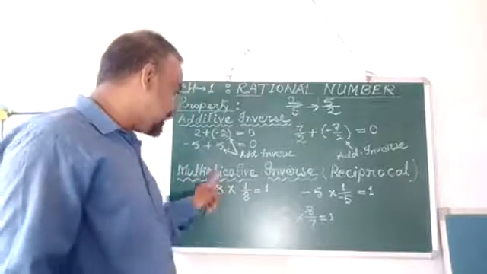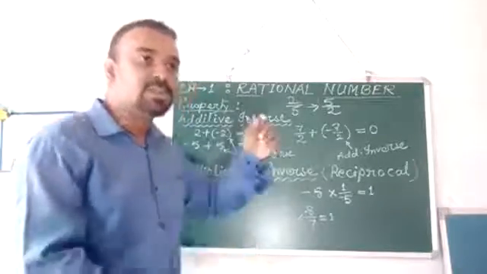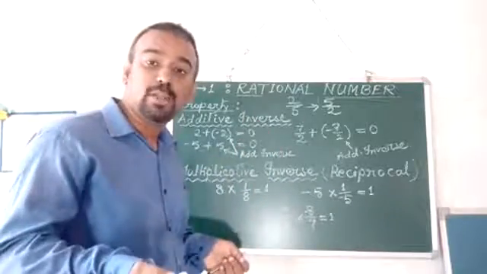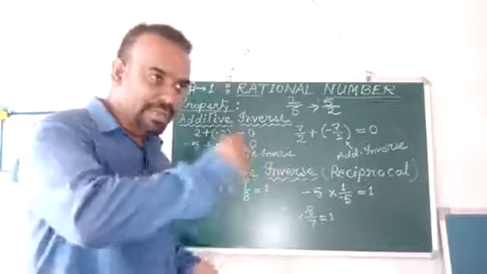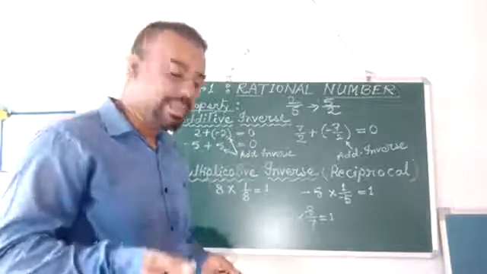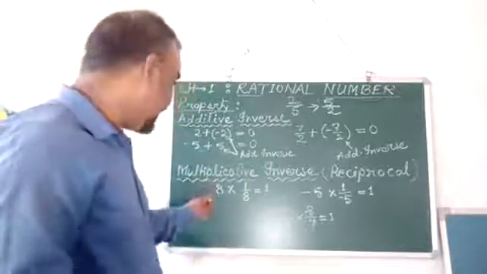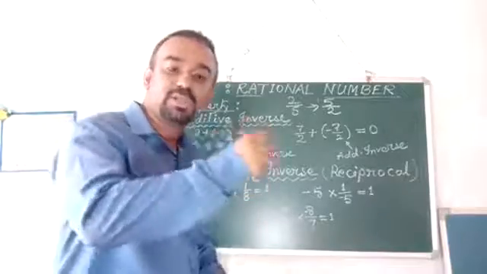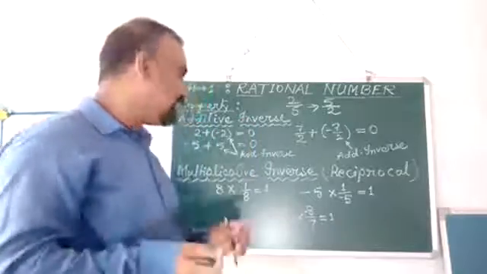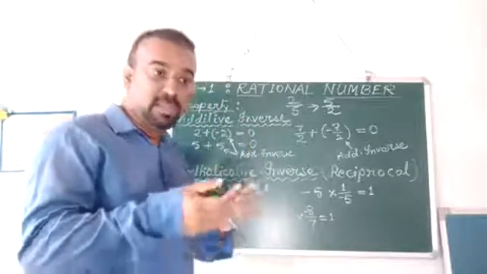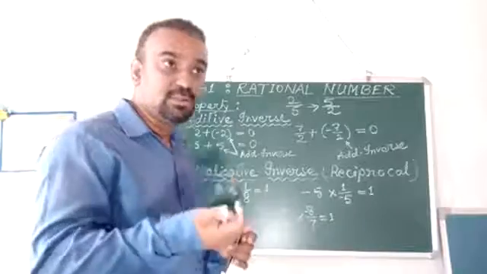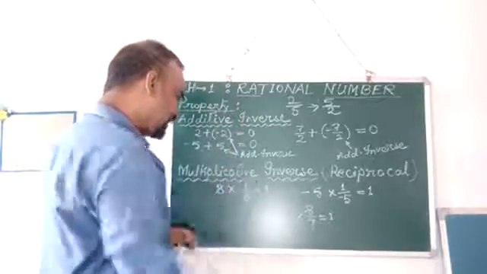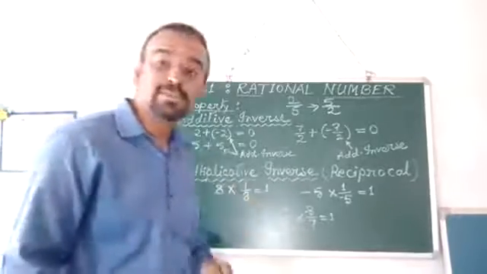8 is there. What will you multiply? Just reciprocate it. 8 has a 1 below it, so if you reciprocate 8, it will become 1 by 8. So 8 is multiplied by the reciprocal of 8, which is 1 by 8. The 8s get cancelled, and the result will become 1.